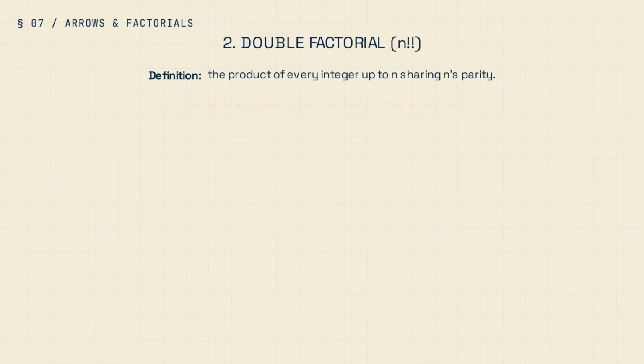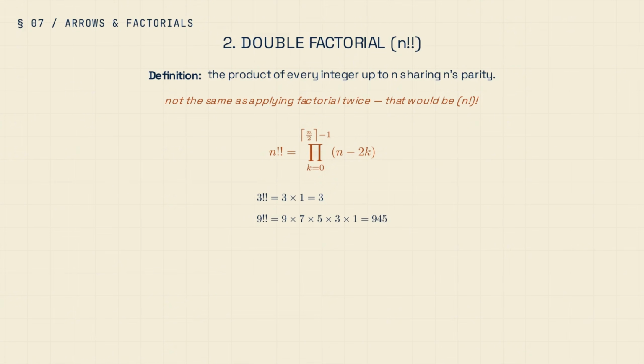The double factorial is not applying factorial twice. That would be n factorial. Instead, it multiplies every integer up to n that shares n's parity. Parity means even or odd. 3 double factorial is just 3 times 1 because the odd numbers below 3 are 1. 9 double factorial skips every even number because it's odd. So 9, 7, 5, 3, 1, giving 945.